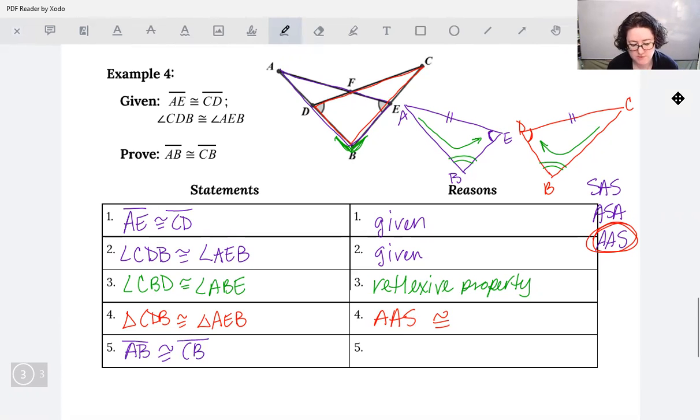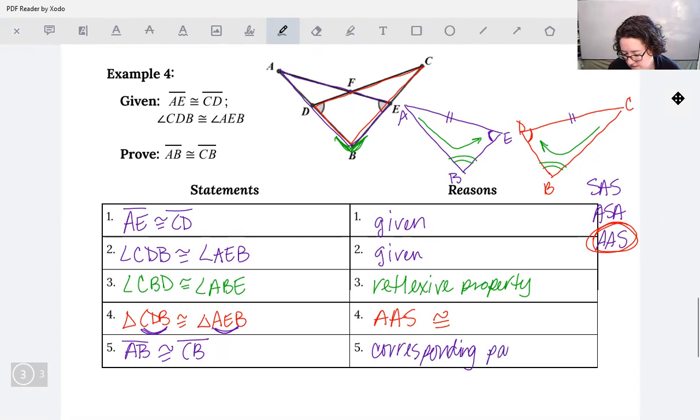So AB is congruent to CB. Well, look at the names in your triangles. Are the letters in the same order? So we have AB here, and we have CB here in exactly the same order. So we can say corresponding parts. Corresponding parts are congruent. Alrighty.